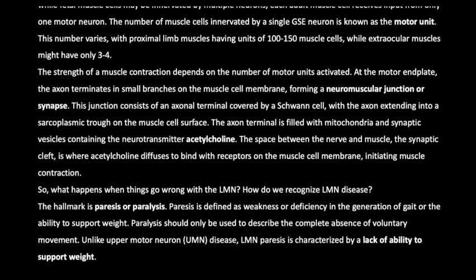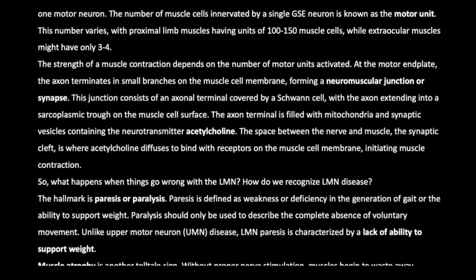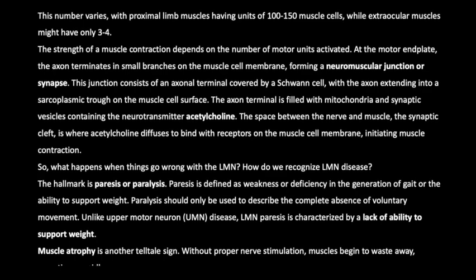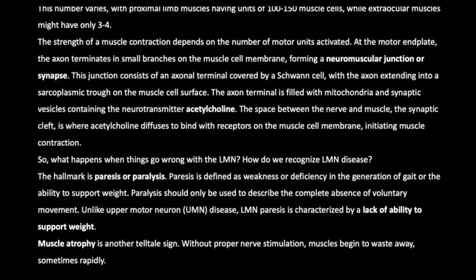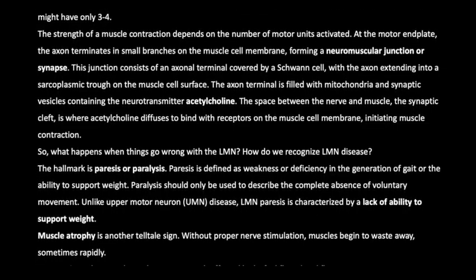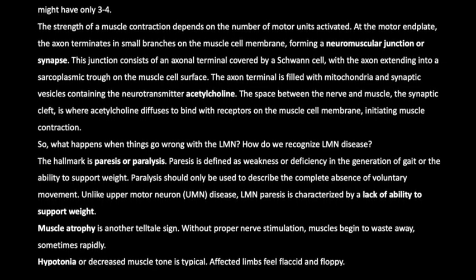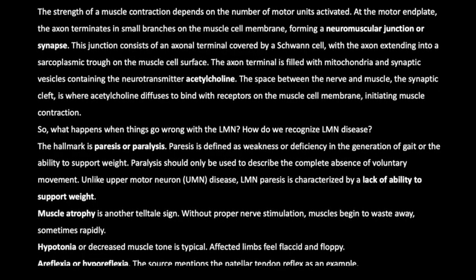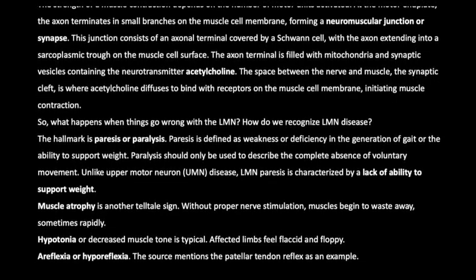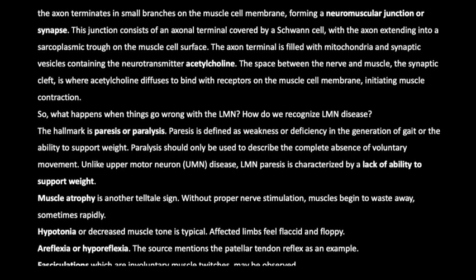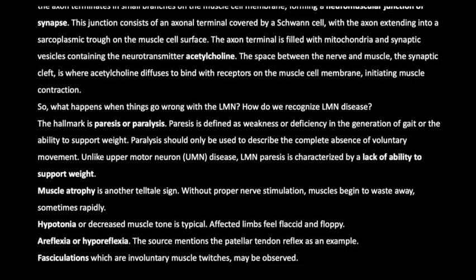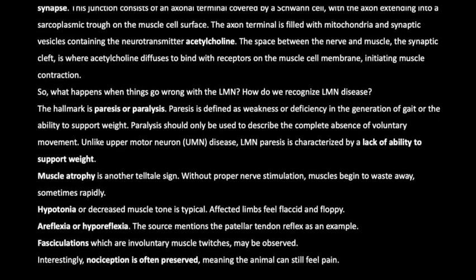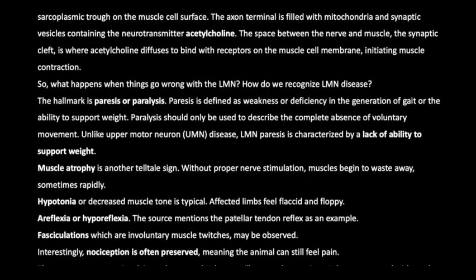At the motor end plate, the axon terminates in small branches on the muscle cell membrane, forming a neuromuscular junction or synapse. This junction consists of an axonal terminal covered by a Schwann cell, with the axon extending into a sarcoplasmic trough on the muscle cell surface. The axon terminal is filled with mitochondria and synaptic vesicles containing the neurotransmitter acetylcholine. The space between the nerve and muscle, the synaptic cleft, is where acetylcholine diffuses to bind with receptors on the muscle cell membrane, initiating muscle contraction.